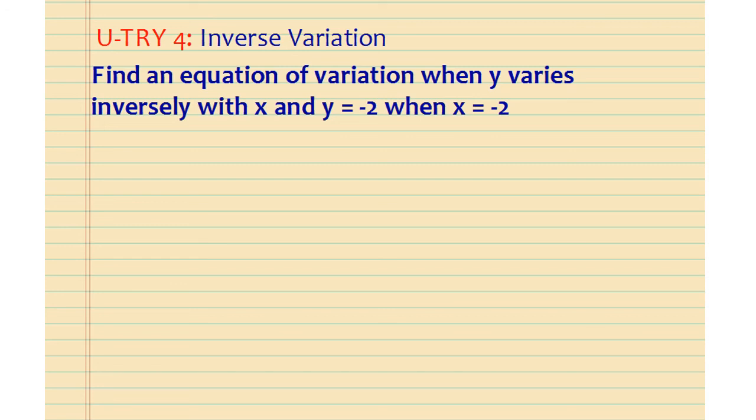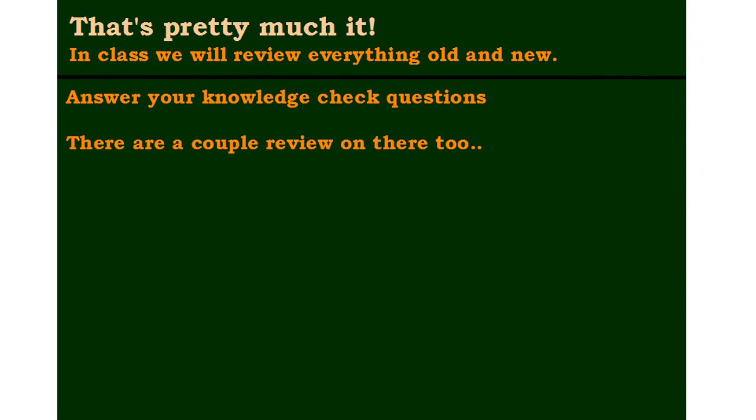And here's U-try number 4. Find an equation of variation when y varies inversely. Again, tells you how to begin. And that's the end. We'll work on this some more in class. Variation. I love that phrase, constant of variation. Does that make any sense?